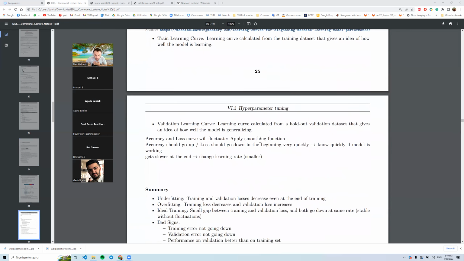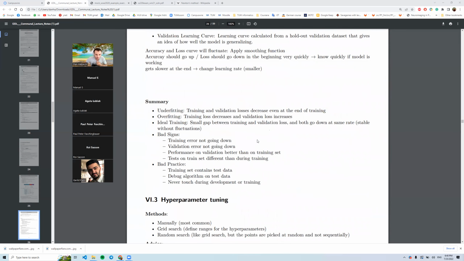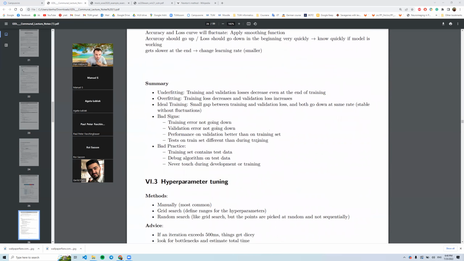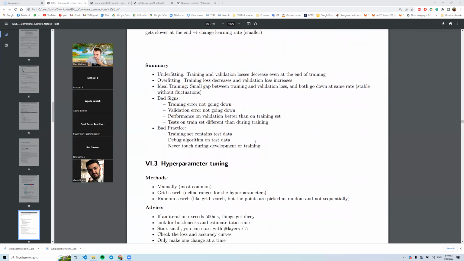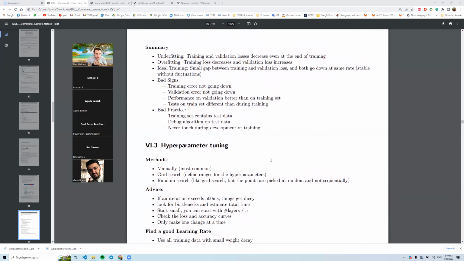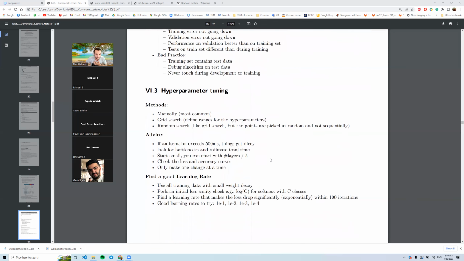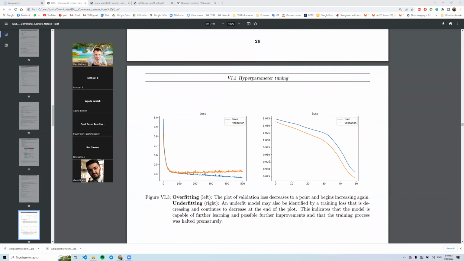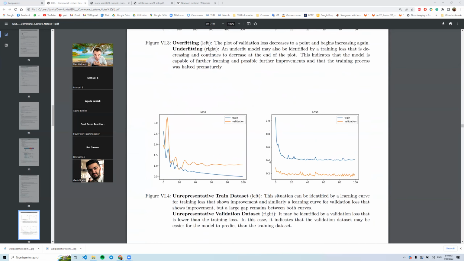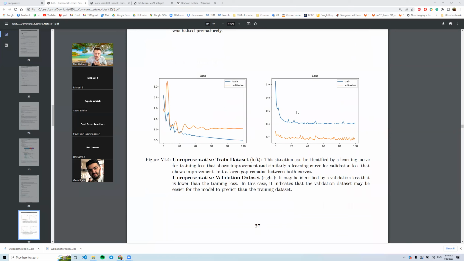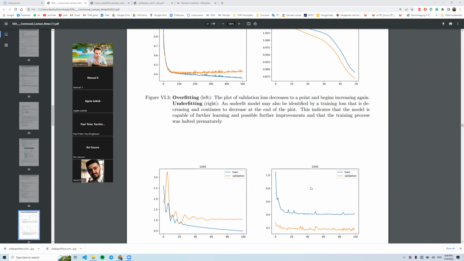What I would like to hold here is underfitting and overfitting. Okay, guys, what does that mean? I don't want to see the answer yet. What do we see here? This is train, this is validation.